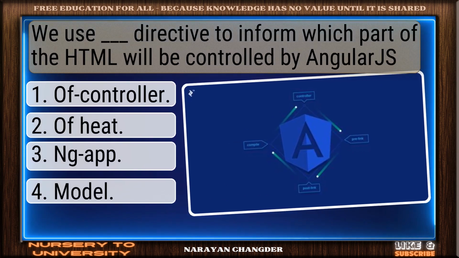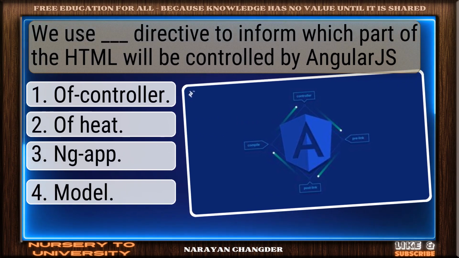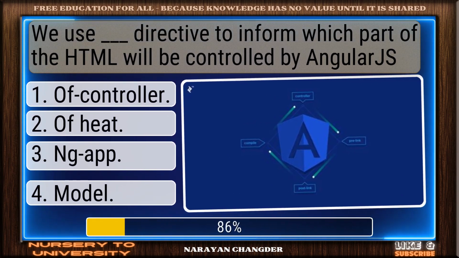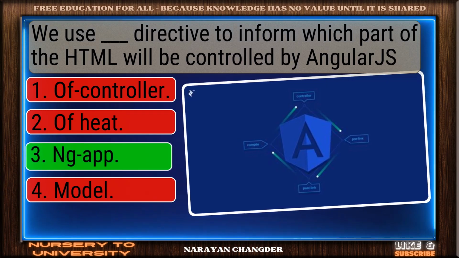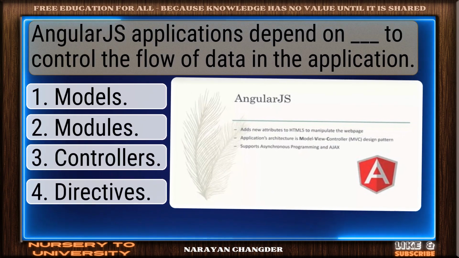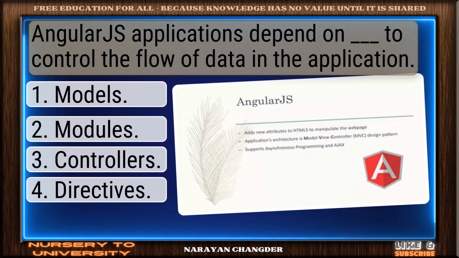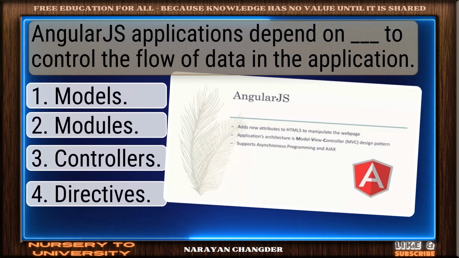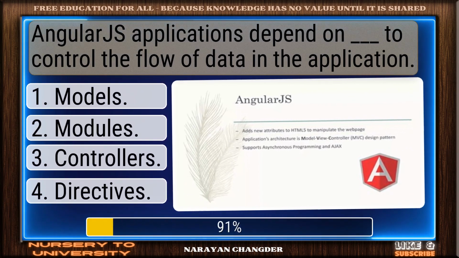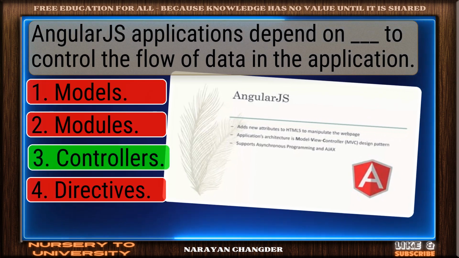Question number 9. We use the dash directive to inform which part of the HTML will be controlled by Angularjs. Excellent. ngApp is a brilliant choice. Question number 10. Angularjs applications depend on dash to control the flow of data in the application. Good thinking. Controllers is the right answer.